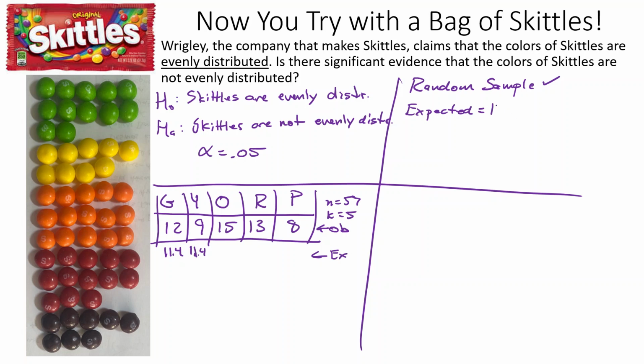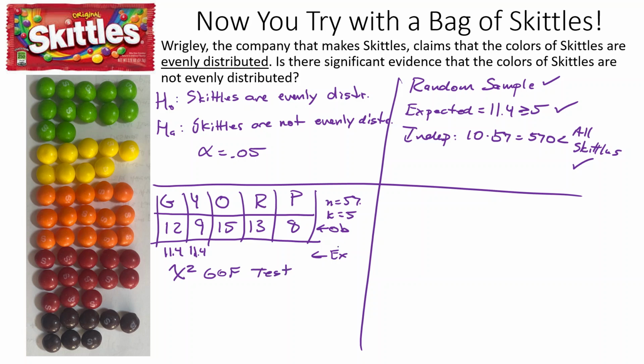So our expected is 11.4, which is greater than 5. So that checks out. For independence, 10 times the 57, the number of Skittles in the bag, is 570, and surely that is less than all Skittles. All right, so that checks out. Now we do our Chi-Squared goodness of fit test.